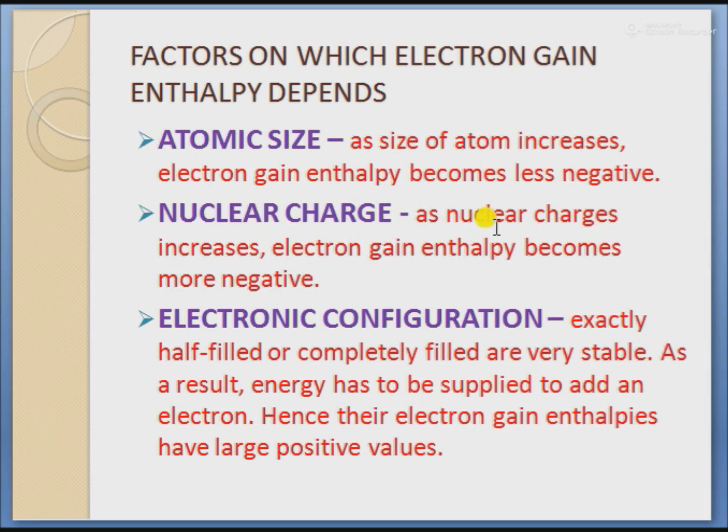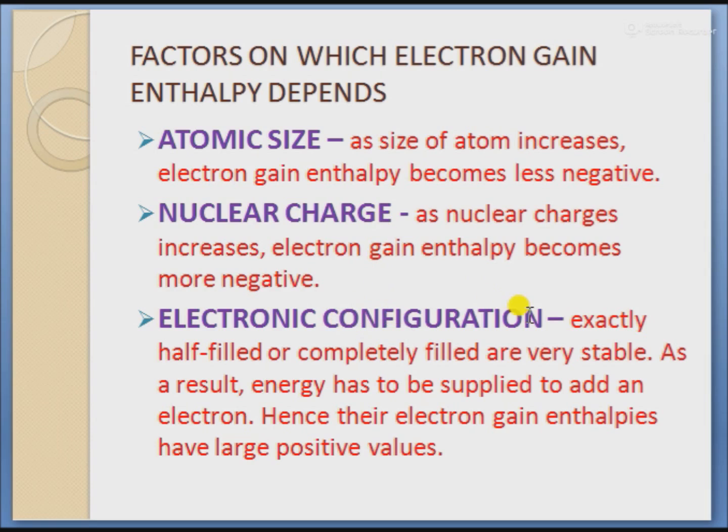As the nuclear charge increases, electron gain enthalpy becomes more negative, because when the nuclear charge increases, nuclear attraction increases towards the outermost electrons, and hence they are tightly held by the nuclear attraction, and it is difficult to add electrons to the outermost shell, hence more energy is required. That's why electron gain enthalpy becomes more negative as the nuclear charge increases.